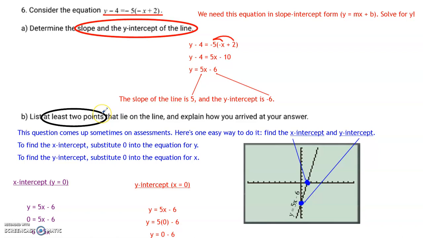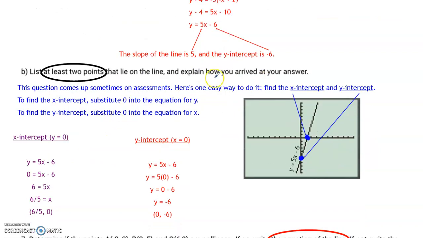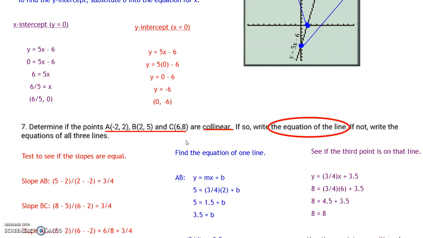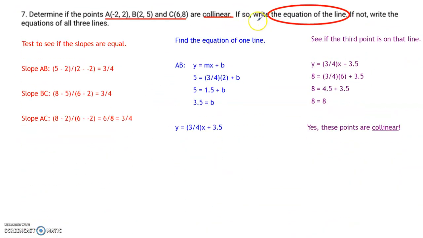In order to find 2 points on the line, we could do a number of different procedures, but my favorite way to do it is to find an x-intercept and a y-intercept. That's by substituting in y = 0 and x = 0, an easy way to do it. Then for the last one, it asks if these points are collinear. Collinear means lies on the same line, so we first figure out whether the slopes are all the same, then we find the equation of one line, and then we determine whether the third point is on that line.